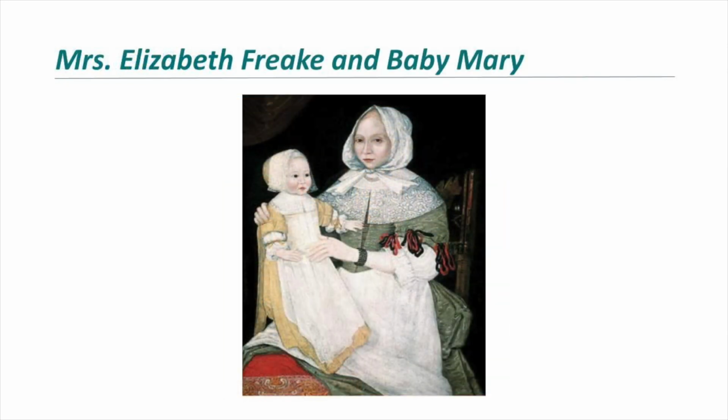And here we have a painting called Mrs. Elizabeth Freake and Baby Mary. Painted by an anonymous artist in the 1670s, this portrait depicts the wife and daughter of John Freake, a prominent Boston merchant. Right? In order to illustrate the family's wealth, Mrs. Freake wears a triple strand of pearls, a garnet bracelet, and a gold ring, and the child wears a yellow silk dress.